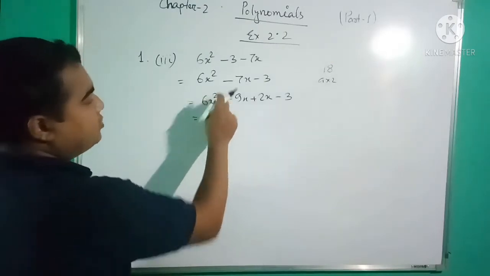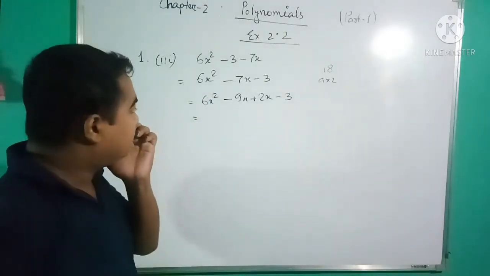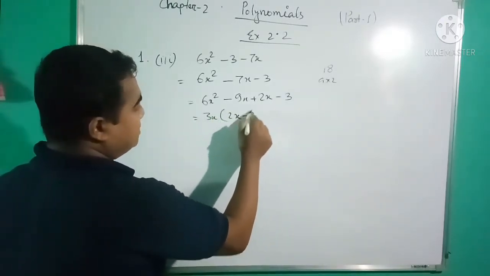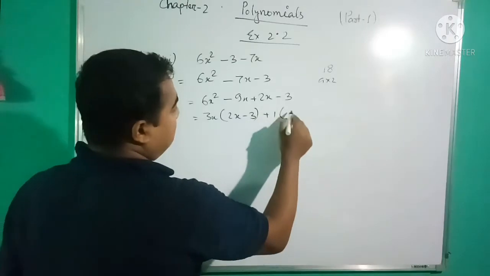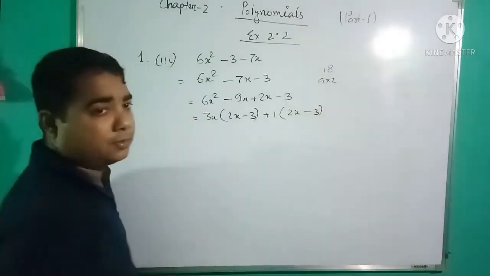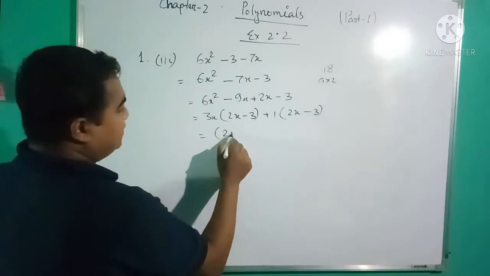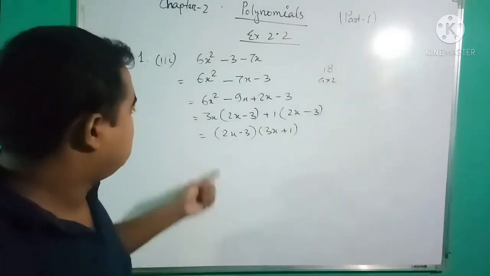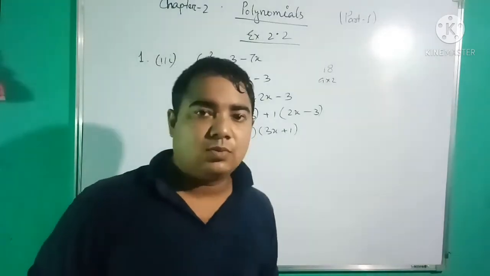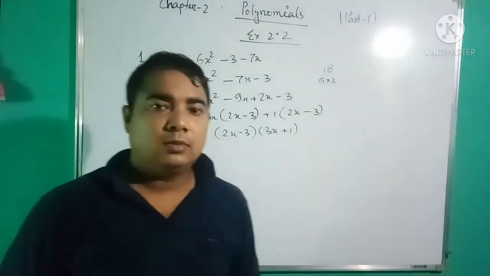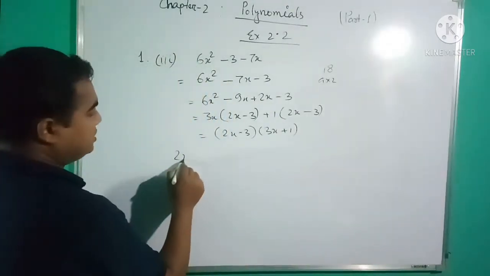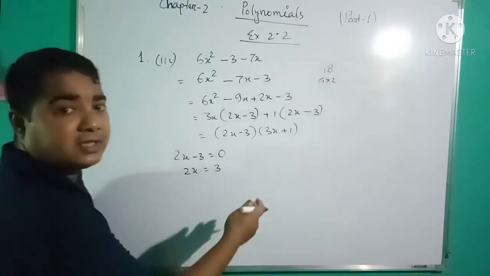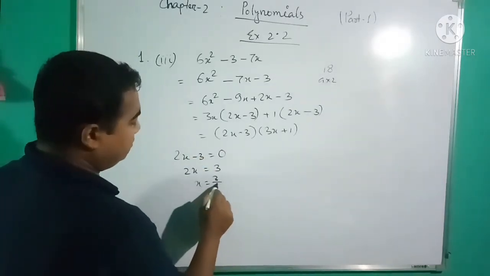Now from 6x square and 9x, take 3x common, then 3x, 2x minus 3, and from this part take 1 common. Now write 2x minus 3 and 3x plus 1. That means we got two factors, 2x minus 3 and 3x plus 1. Now find the zeros of the given factors. So 2x minus 3 equals 0. Therefore 2x equals 3, transferred to the right side. Then x equals 3 by 2.